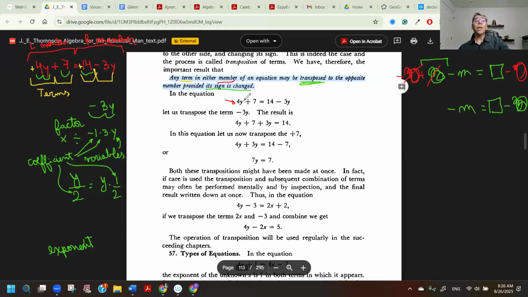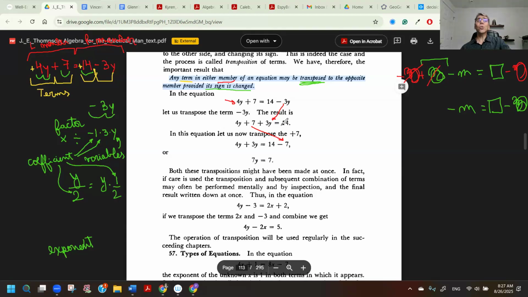Okay, so here we have 4y plus 7 equals 14 minus 3y. So it says, let us transpose the member minus 3y. The result is that we just move that term, now positive, to the left member of the equation. And then it's going to say, in this equation, let us transpose the plus 7. And so we transpose the plus 7 to the other member as a minus 7.